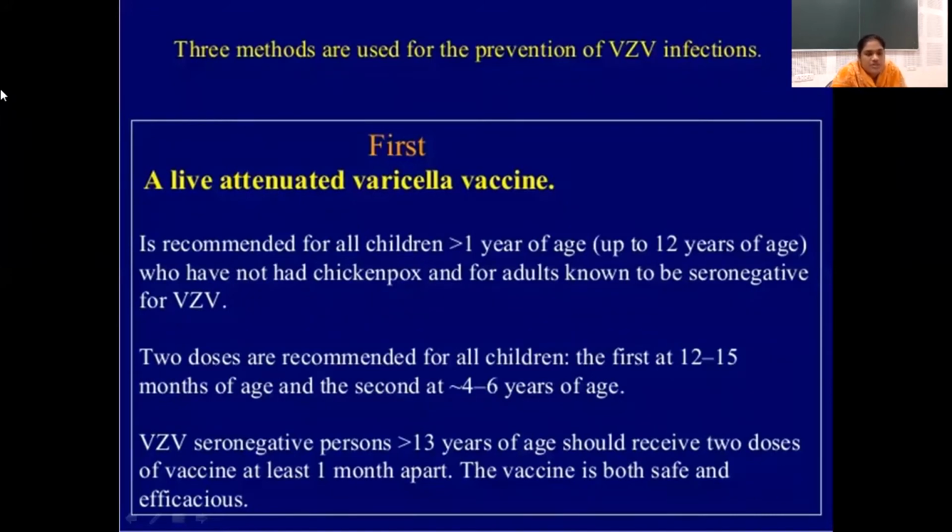For prevention of chickenpox, the first step is the live attenuated varicella vaccine. It is recommended for all children more than 1 year of age up to 12 years who have not had chickenpox, and for adults known to be seronegative for varicella zoster virus. Two doses are recommended for all children, the first at 12 to 15 months of age and the second at 4 to 6 years of age. Seronegative persons more than 13 years of age should receive 2 doses of vaccine at least 1 month apart.